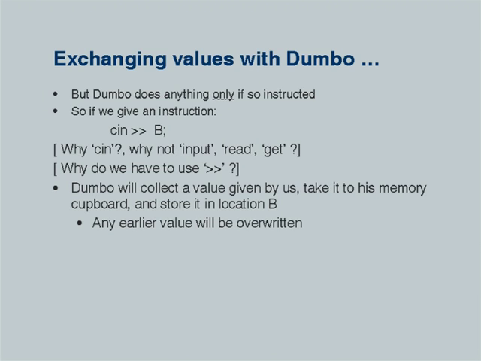Let's do a quiz. If I give this instruction cin >> B, and let's say I give a value 32, the value 32 goes there. I again give an instruction cin >> B. What will Mr. Dumbo do? He will say, boss, you just gave me a value. Or he will take a value but say, no, I have just put a value, I will not do anything with it. Or it will take the second value, religiously wipe out the old value and put the second value in. What do you think it will do?